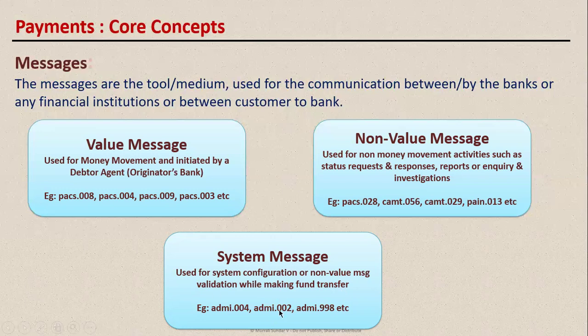So basically, system messages are used for configuration, non-value messages are used for investigation or status reporting purposes, and value messages are used for sending the money.